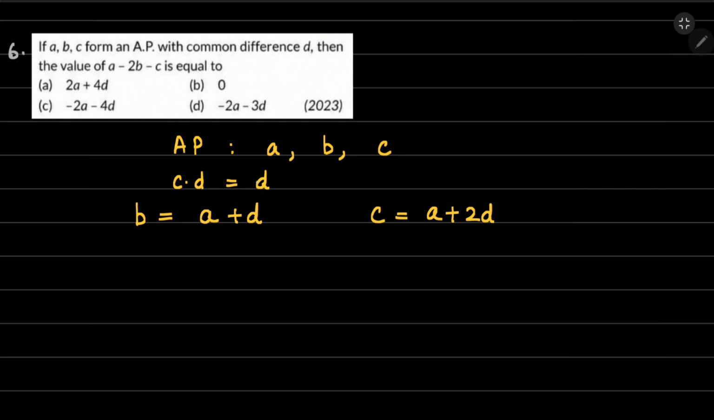So here B minus A is also D, C minus B is also D. So C is nothing but A plus 2D. Now what do you have to find? You have to find the value of A minus 2B minus C.